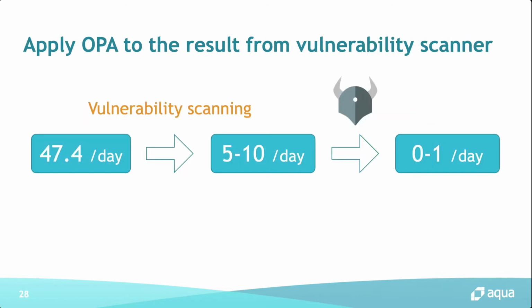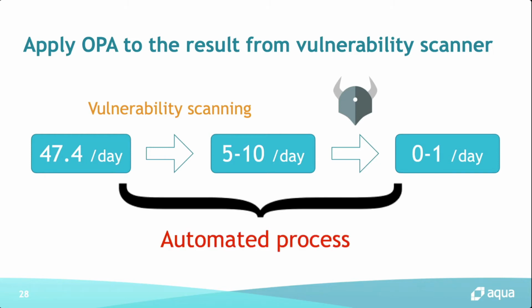Here's a summary of what I've been talking about so far. At first, vulnerability scanning filters to only those vulnerabilities that are relevant to your organization. Then, OPA filters out vulnerabilities that you can accept the risk. This whole process is automated. You can just focus on the vulnerabilities in the final output.